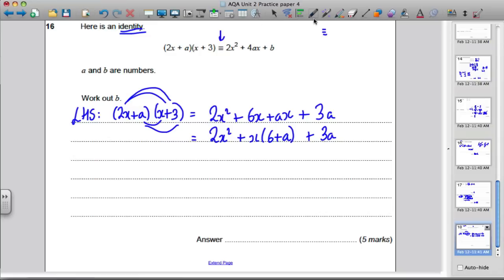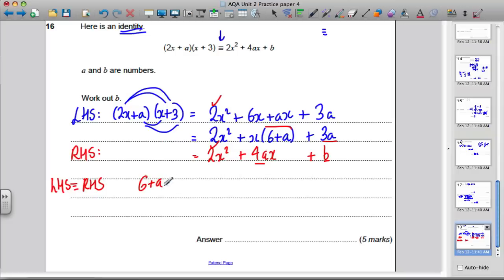Well, let's just have a look at the right hand side. I'm going to do that in a different colour just so we can compare. The right hand side is already expanded out, and you've got 2x squared plus 4ax plus b. Now for the left hand side to equal or be identical to the right hand side, the numbers in front of the x squared, the coefficient of x squared, has got to be the same. They are. The coefficient of x, this and this, must be the same. And lastly, the number term, this and this, must be the same. So from that we can deduce that from the left hand side, 6 plus a must equal 4a, and similarly 3a must equal b.